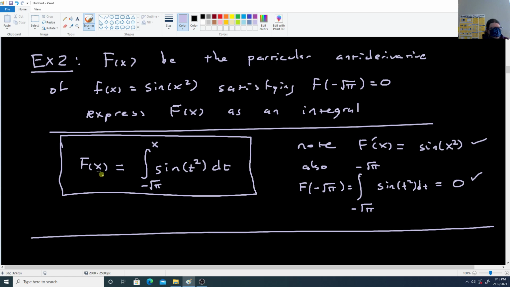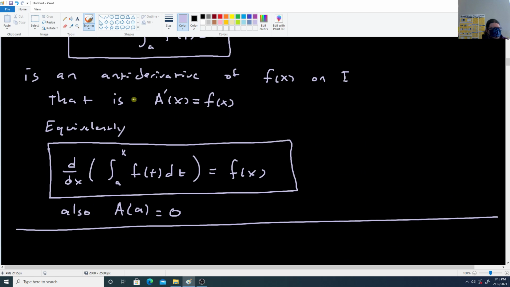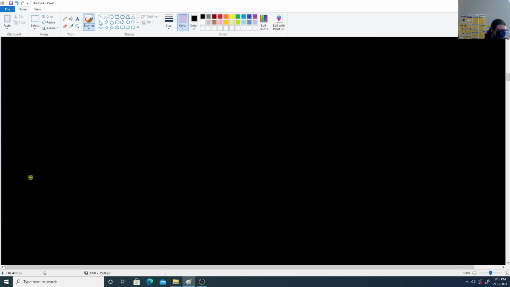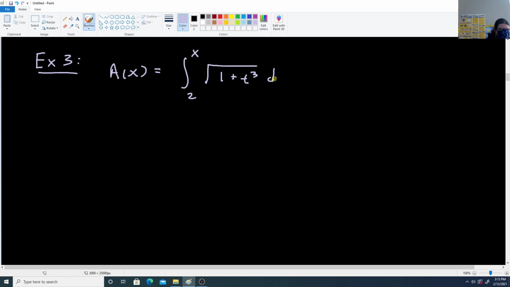So if they give you an expression like this and they want you to generate an antiderivative satisfying F of something equals 0, you could think about using the fundamental theorem of calculus part 2 and note that the area function is an antiderivative of f of x on I. So that is something to think about. All right, this next one's going to be a little strange. So we have this area function A of x equals the integral from 2 up to x of the square root of 1 plus t cubed dt, and they want us to find the derivative.